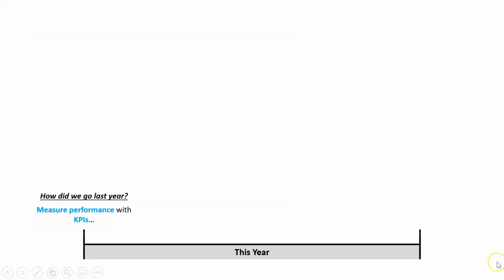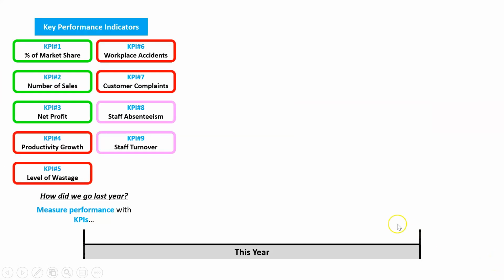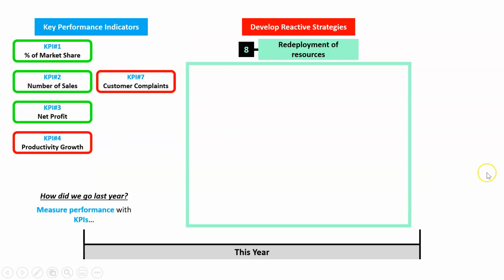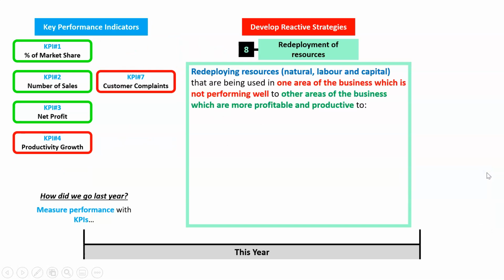So what does this strategy involve? Well, we take our KPIs at the end of last year and we say we need to fix them, we've got to respond, and we're going to redeploy resources. Now, there's some particular KPIs that will help. It could potentially fix all of them, but we'll focus on these ones. And we will say we redeploy resources from one area of the business which is not performing well to another area that is more profitable and productive.